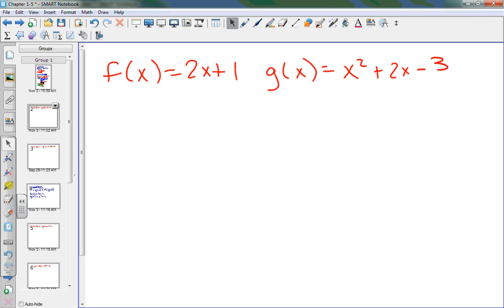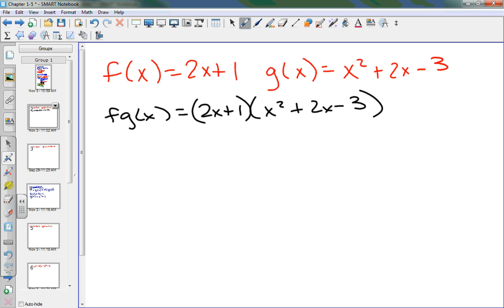Okay. Now, same 2 functions that we had before, but this time what do I want to do to them, you think? Multiply them. So now I'm going to do f times g of x. So that's going to be 2x plus 1, parentheses, x squared plus 2x minus 3. Now, how do I multiply a binomial and a trinomial? It's very simple. Break it down. Distribute each term.